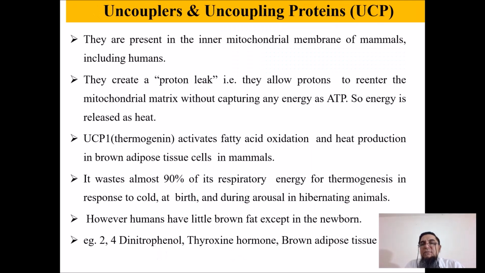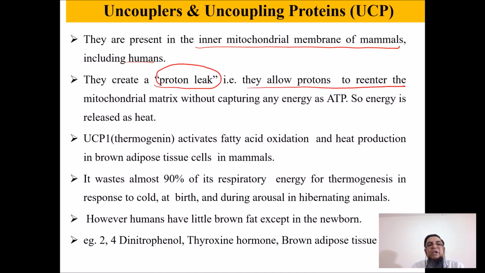There is a mechanism which we call uncouplers or the uncoupling mechanism, and these are present in the inner mitochondrial membrane of mammals, including humans. And what is the job of these uncouplers and uncoupling proteins? They create a proton leak. That is, they allow the protons to re-enter the mitochondrial matrix without capturing energy in the form of ATP. So energy is released as heat.